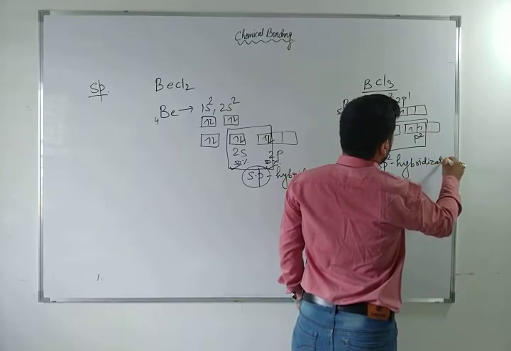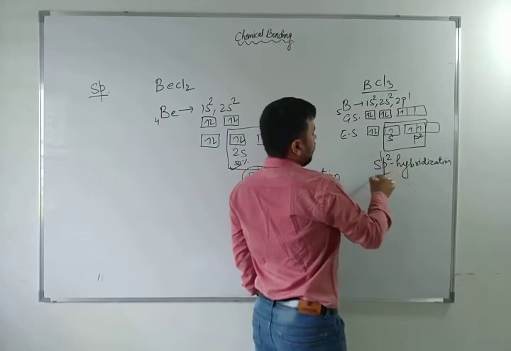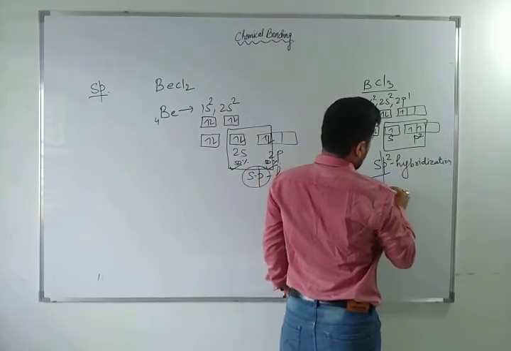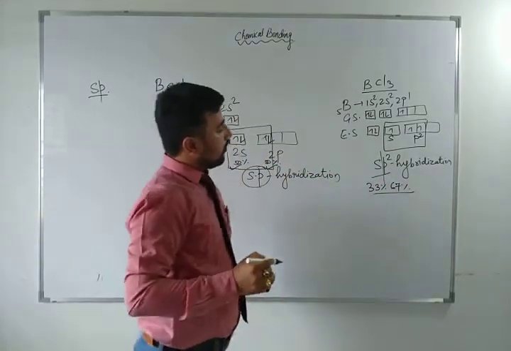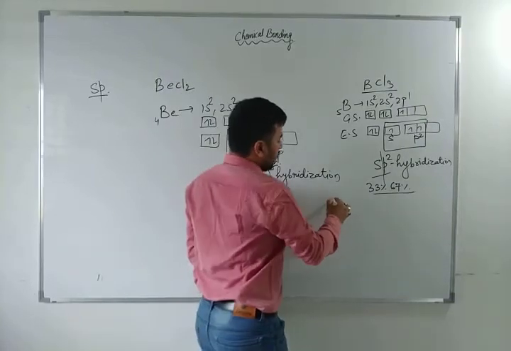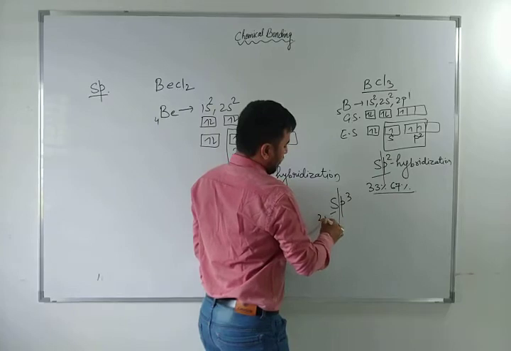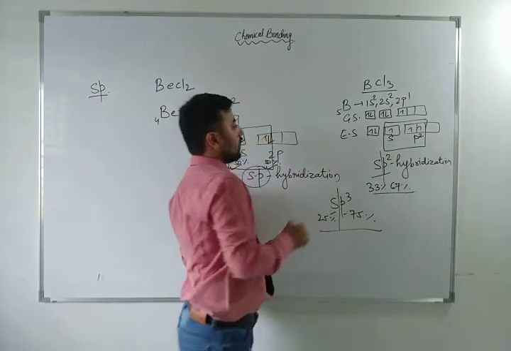hybridization. Now divide this: 33% S character and 67% P. Similarly, if anybody asks me in sp3, 25% S character, 75% P character.